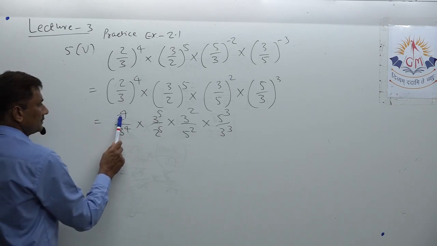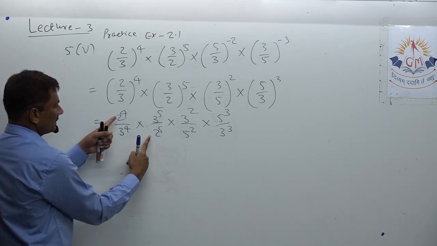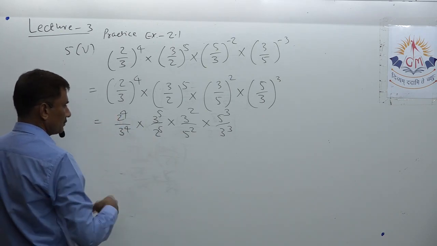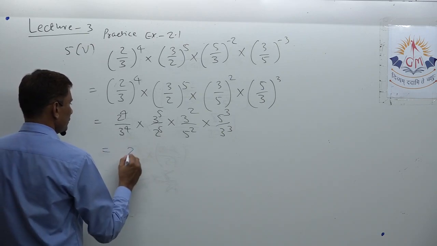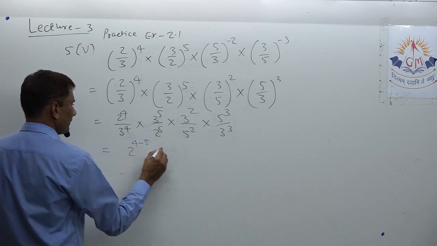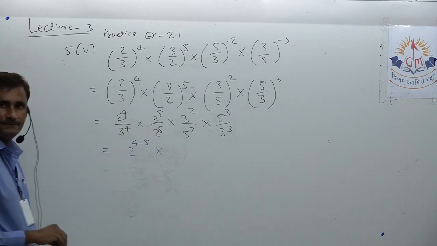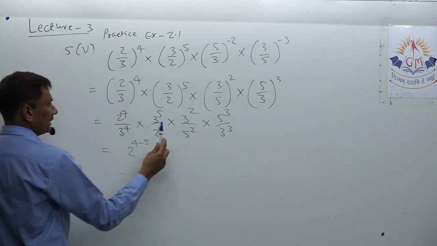So here is 2, here also 2. So at 2 places it is 2. So can I write 2 raised to 4 minus 5? Why? Division is there.